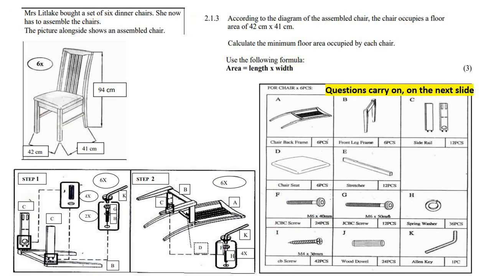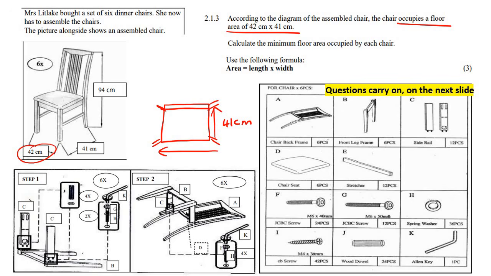This question says, according to the diagram, the chair occupies a floor area of 42 by 41. That makes sense. If you were looking at this chair from the top, you're going to see that part there, and then maybe you'll see the base of the chair. But that's pretty much what you would see. So you would see this distance here, because these are where your legs would be. They said that that distance there is 41 centimeters, and that distance there is 42.